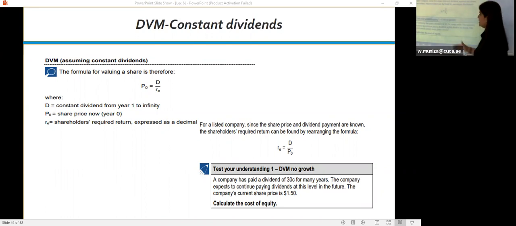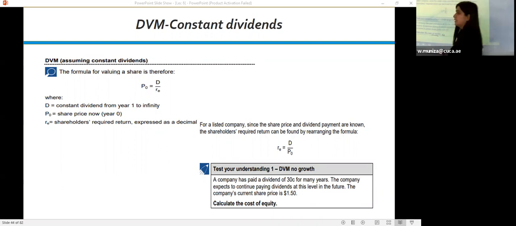Now, understanding number one, calculate the cost of equity. Look over here, now they are asking you to calculate the cost of equity. They are not asking you to calculate the required rate of return. You must know that the cost of equity is RE, the required rate of return, because in the case of equity, the required rate of return is equal to the cost of capital.